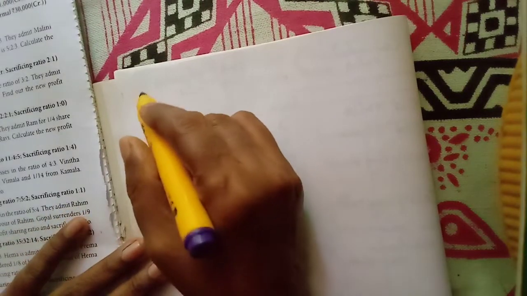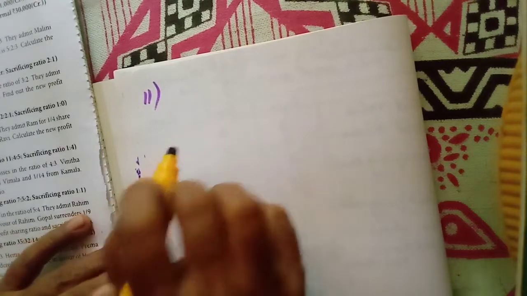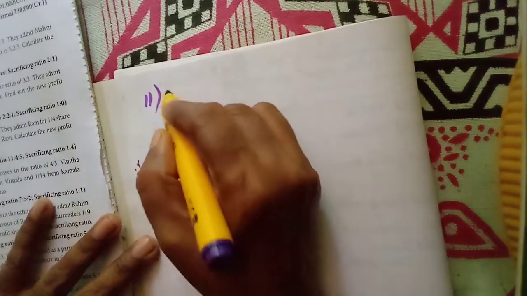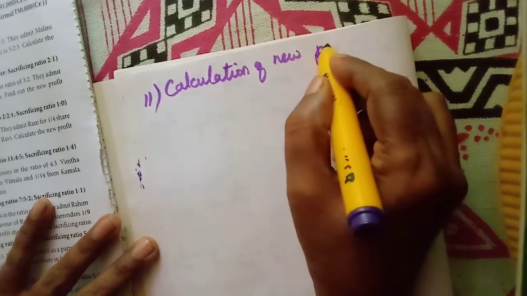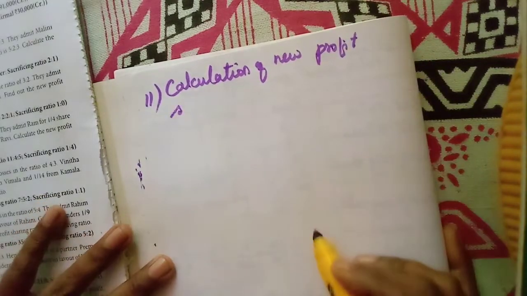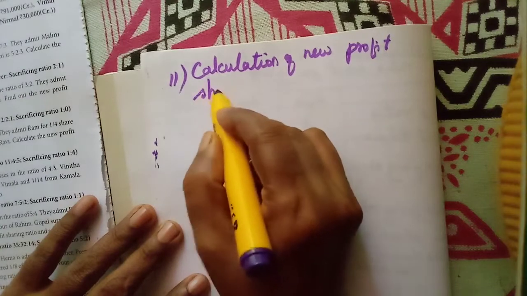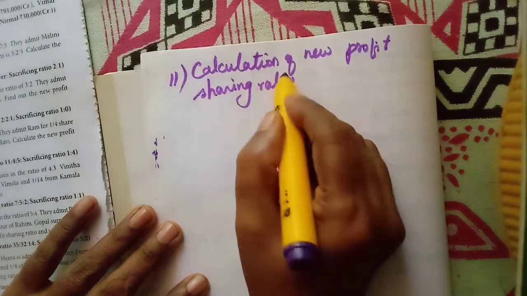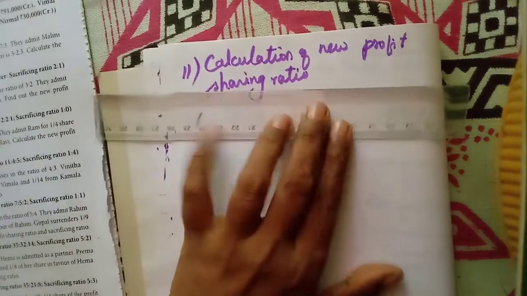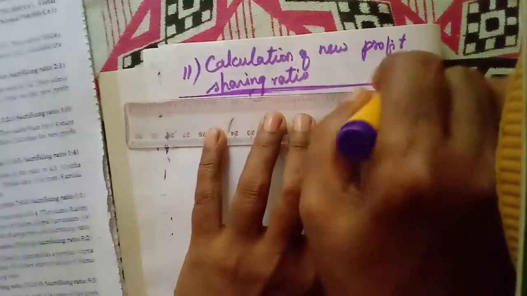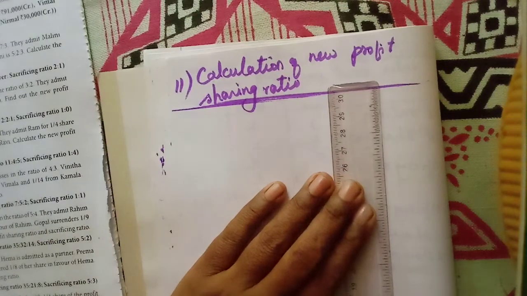Now we will do the exercise 11. 10 we have completed, 11 is also in the same way, isn't it? Here we need to write all the partners' names. So the calculation of new profit sharing ratio we have to write. We will draw the line. Three partners we have to write, isn't it?